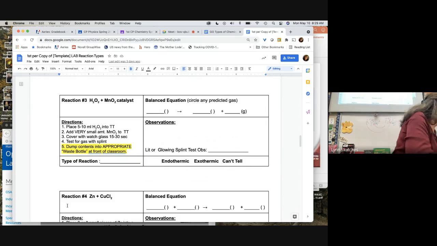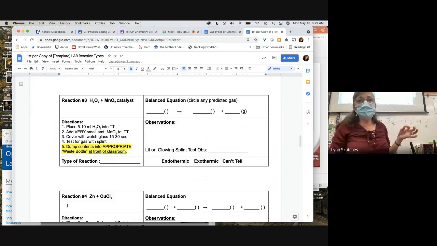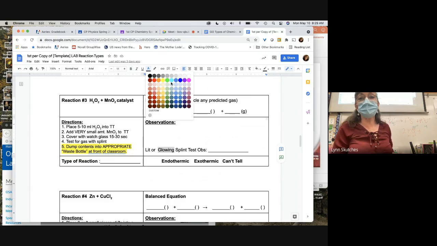And then we're going to cover it up with a watch glass again. Okay, and you let that react without breaking your watch glass. Okay, so let it react for a while. It says 15 to 30 seconds. You probably want to wait closer to a minute. Okay, and then we're going to predict that this is oxygen. Okay, so this is going to be a glowing splint.